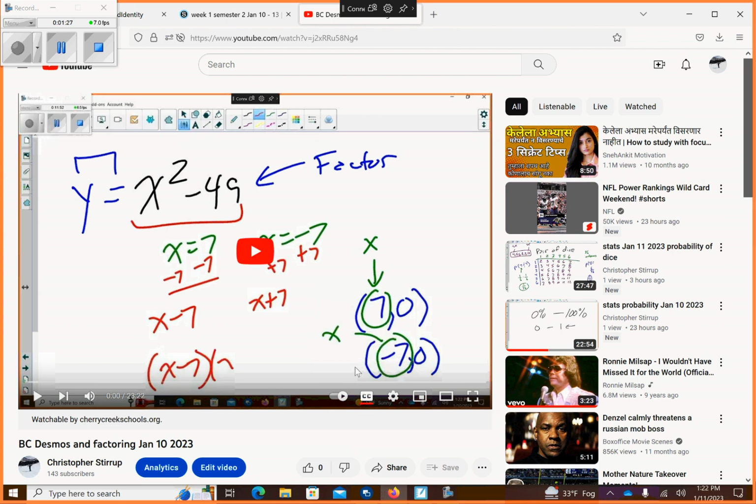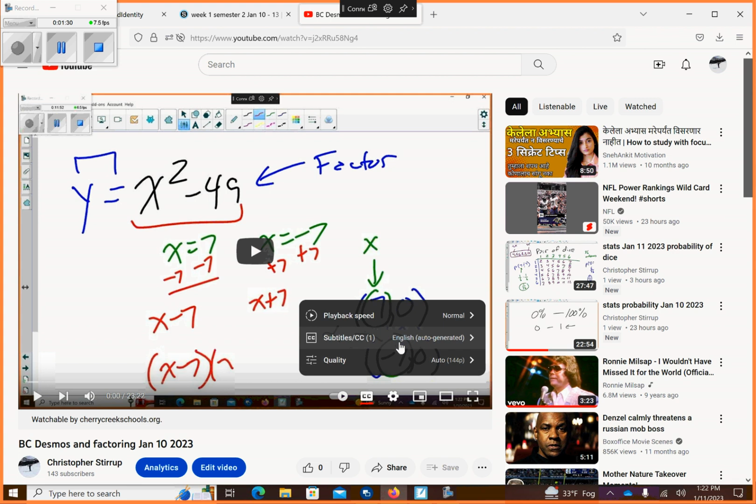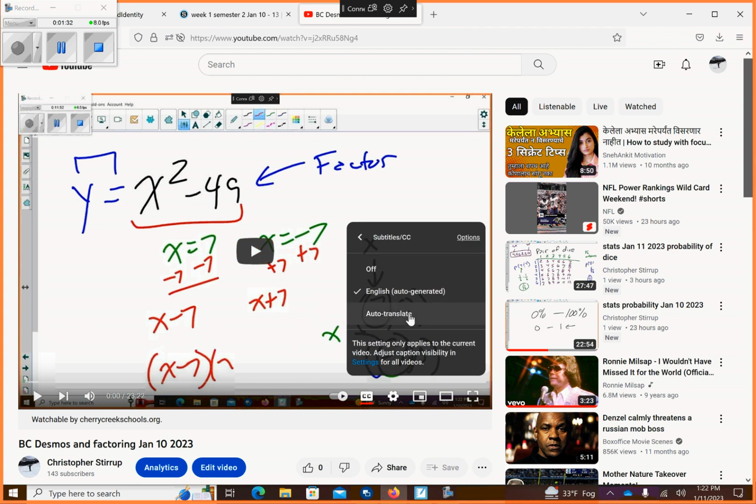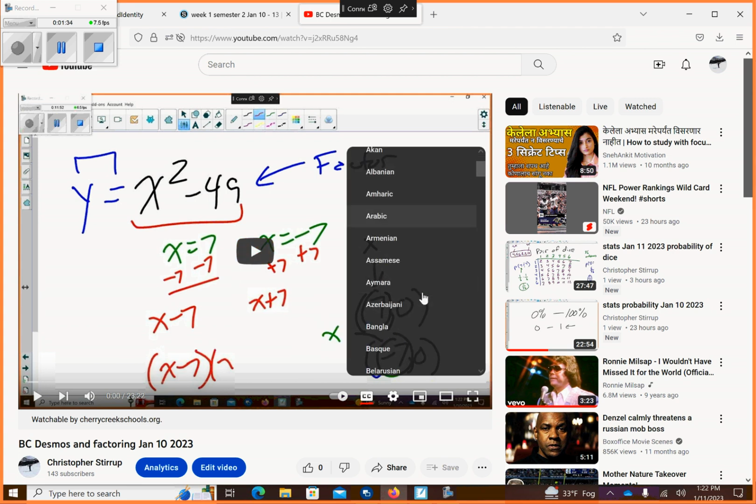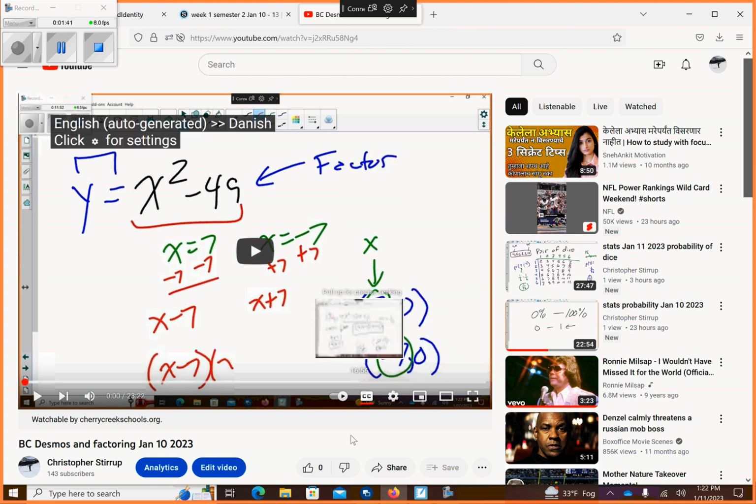You know, it works so well the other day. Go into the settings, you can go into the subtitles, and you can go to auto translate, and you can pick me to be any language. So how about, I wonder how it looks if we teach it in Danish.